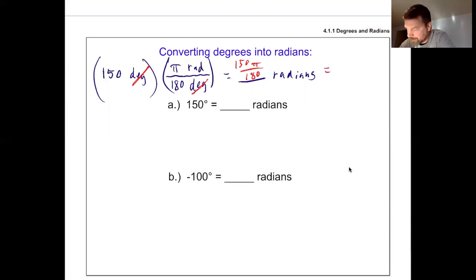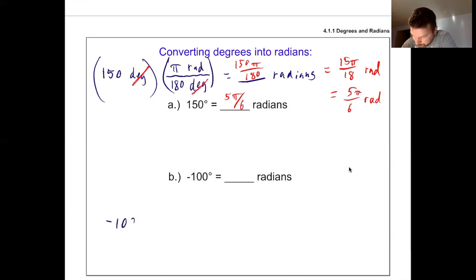Divide by 10, that'll be 15 pi over 18 radians. We could even go further, divide both those by 3, 5 pi over 6 radians. So 150 degrees, that's the same as 5 pi over 6 radians. You guys might want to pause the video and try the same thing for 100 degrees. I'm going to do it right now.